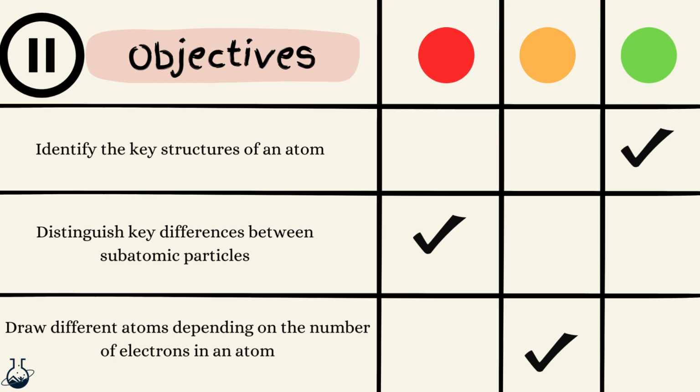Really great work, everyone. Now it's time to pause the video and RAG your process. Red if you need more practice, and this is totally okay. Amber if you feel like you get it but need a little more practice. Or green if you now feel confident with atomic structure.